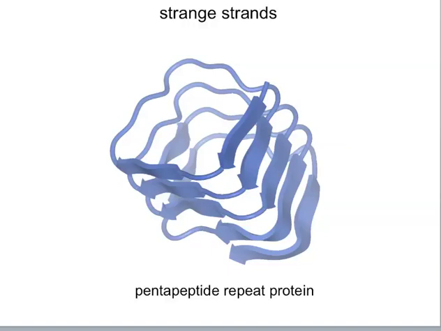Okay, there's also some strange ones that are worth pointing out to you. This is the so-called pentapeptide repeat protein. You get the sense that the primary sequence of the protein is highly repetitive, and it gives rise to this parallel beta barrel, which is a very interesting structure and fairly, not terribly unique, but we'd say rather unusual.